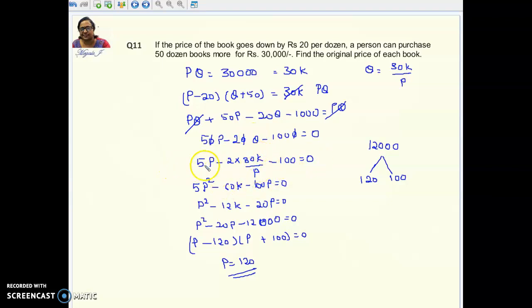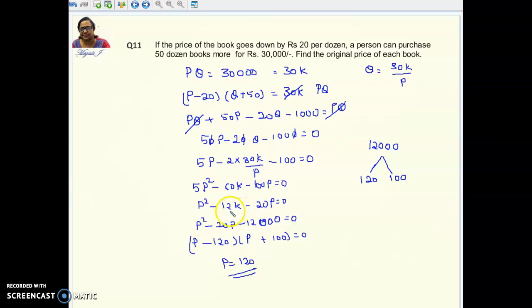to 0, and multiply through it into P. Therefore 5P square minus 60k minus 100P equal to 0. So here again remove this 5 from all this, divide the entire thing by 5, then you will get P square minus 12k minus 20P equal to 0. Then I'm just replacing this value.